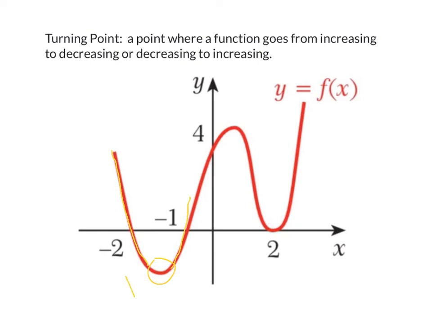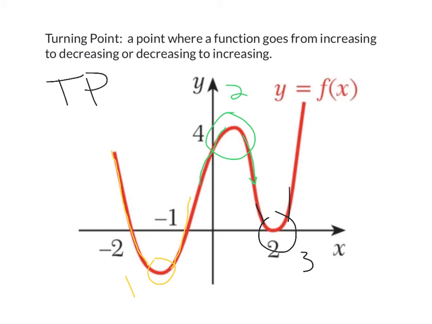So there's one turning point. If I look here, I have a second turning point because my function is increasing and it starts going downwards and starts decreasing. And I also have a turning point right here because I'm going from decreasing to increasing. So I have a total of 3 turning points.